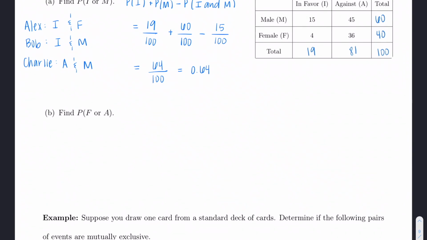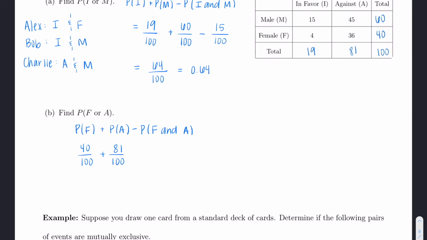Part B is asking us to find the probability that one person is either female or against working 4 days a week. And so I'm again going to have to use the formula. I'll first find the probability that somebody is female, then add the probability that somebody is against, and then subtract any duplicates. The probability that somebody is female is going to be 40 out of 100. The probability that somebody is against is going to be 81 out of 100.